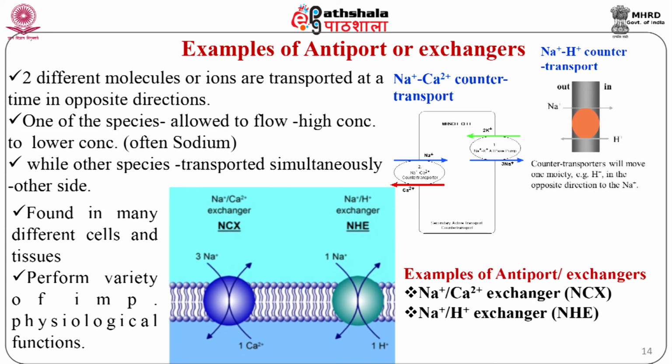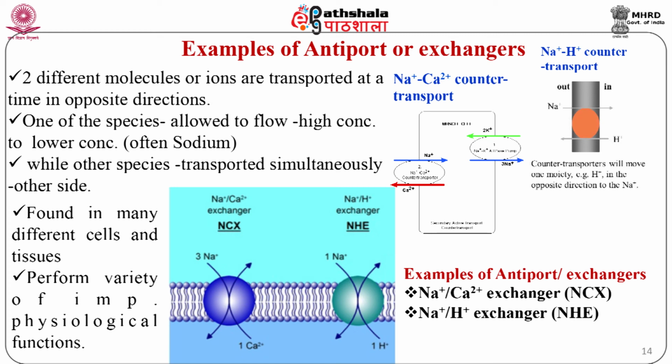Antiport exchangers are also called counter transport, which means that two different molecules or ions are transported at the same time in opposite directions. One of the species is allowed to flow from high concentration to lower concentration, which is often sodium, while the other species is transported simultaneously to the other side.